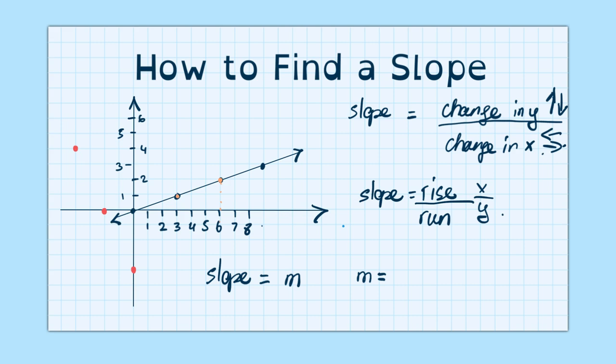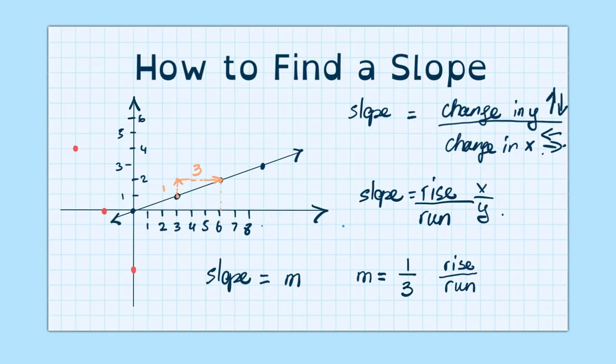So the change is happening. A rise is 1, as you can see, and then run is 1, 2, and 3. Okay, so the vertical change is 1, and then horizontal change is 3. So let's go ahead and write that down. Our vertical change, which was rise, is 1, and then our horizontal change was 3. And that will be run.